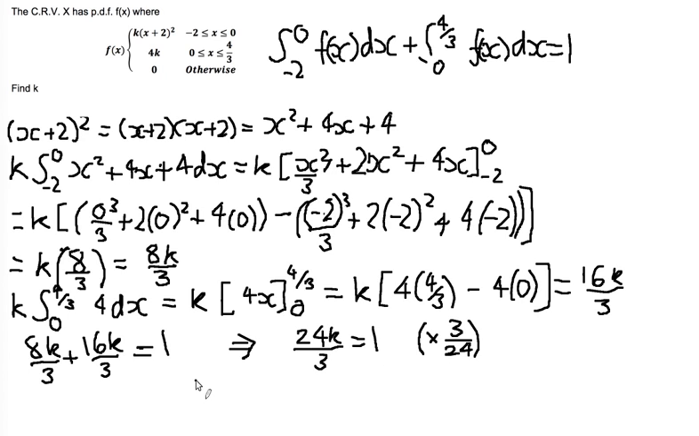And what that leads to in that case is when 1 is multiplied by 3, I get 3. When it's divided by 24, essentially we get the fraction inverted. And there we have it. K is equal to 3 over 24.